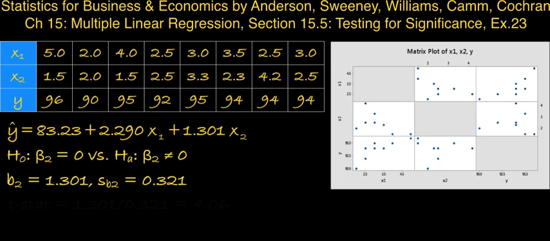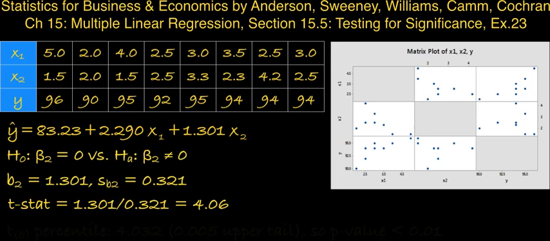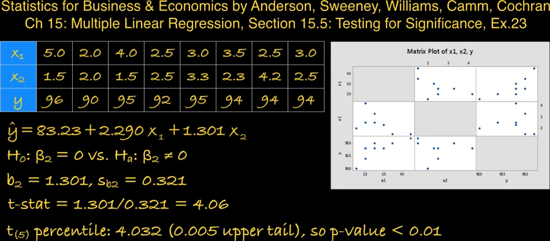So this time the t statistic comes to 4.06. And again, we can use a t-table to find that the p-value must be smaller than 0.01, or look at the p-value that Minitab gives us, which is 0.010 to 3 decimal places. Either way, it's smaller than our significance level alpha, so again we reject the null in favor of the alternative and conclude that x2 is significant and should not be dropped from the model.